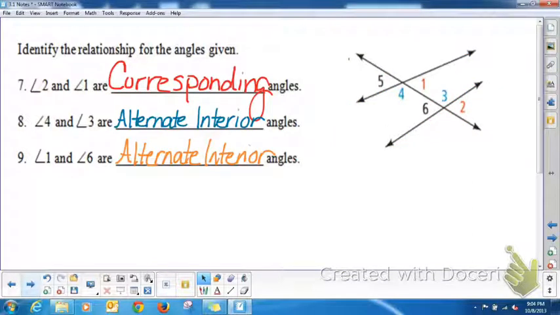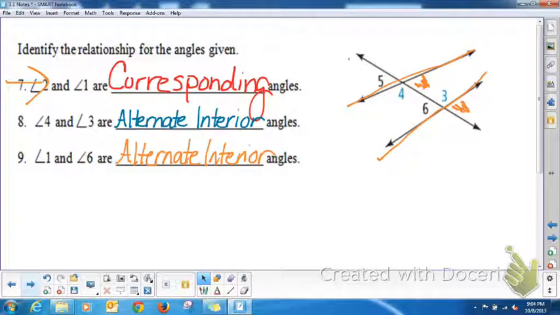So again, check to see if you were right. 1 and 2, they occupy the same space but on the different lines. They're both on the bottom right of the transversal. Bottom of their line, right of the transversal. So they're corresponding angles. Same spot, different line.